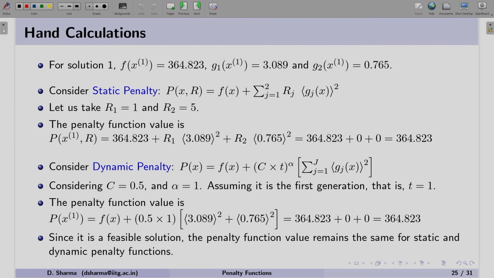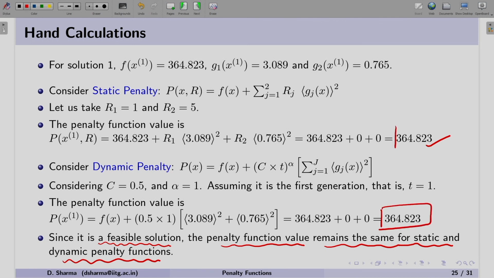So our observation here is, since solution 1 is a feasible solution, the penalty function value remains the same for the static and the dynamic penalty function methods. You can see here the penalty function values which we get from static and dynamic, and on the top we can see the function value.